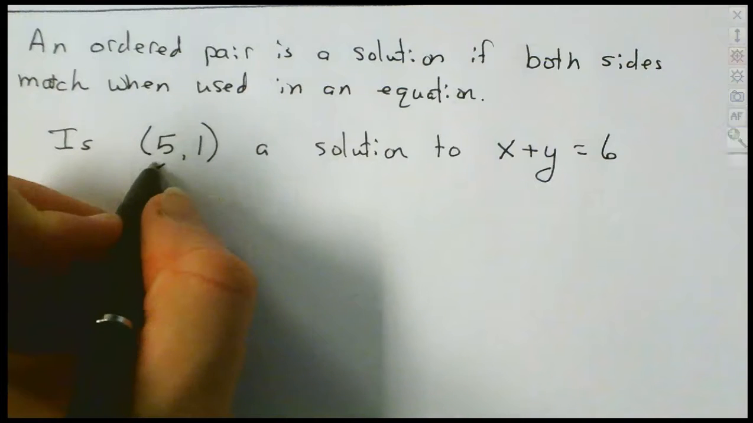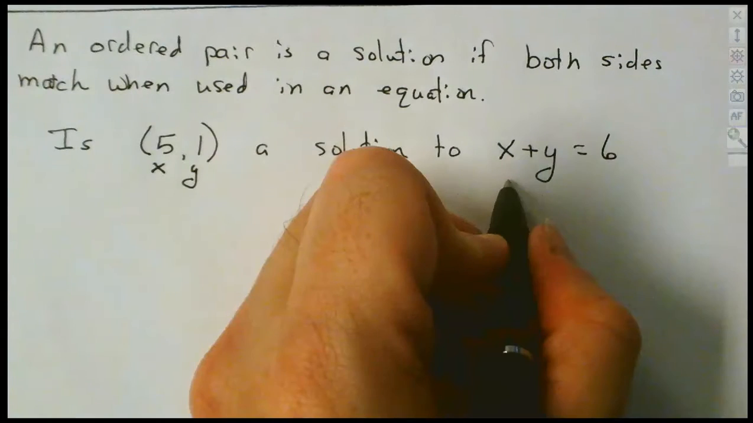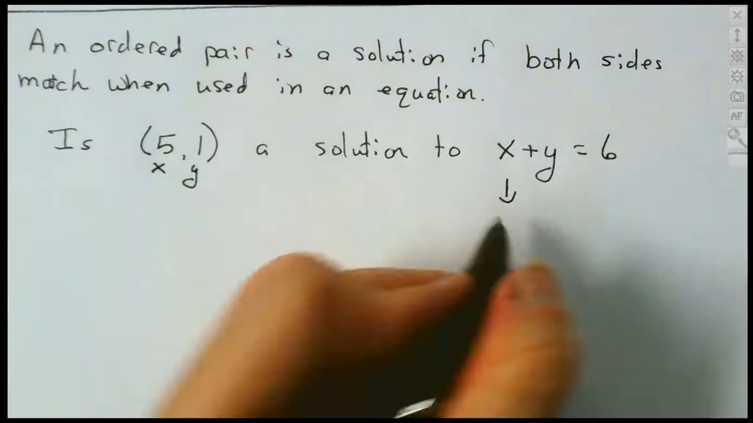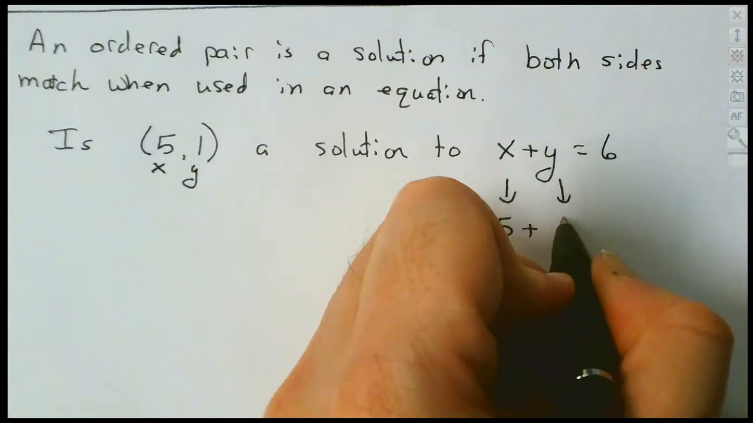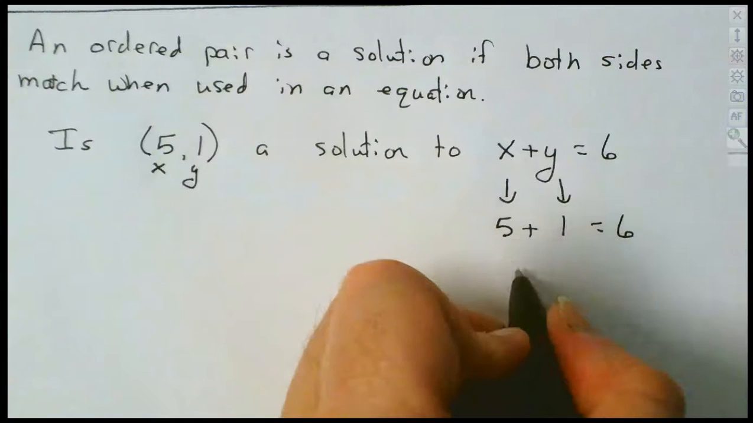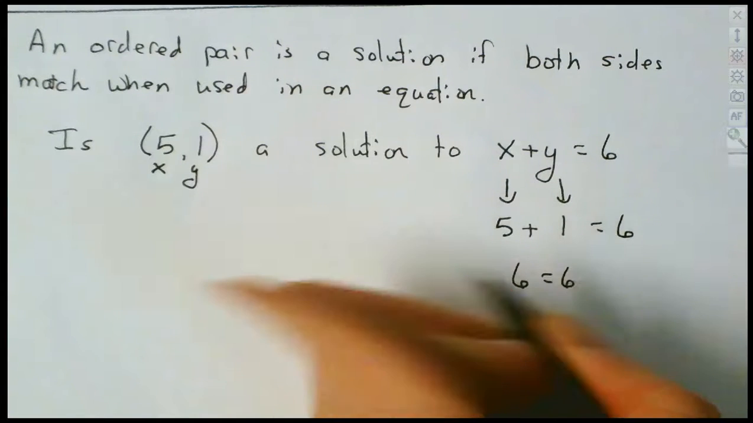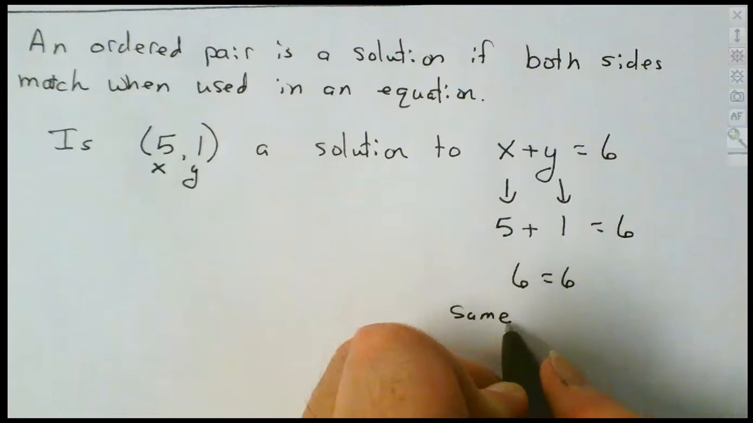Because here's our ordered pair, x, y. And we're going to plug our values in. So we're going to plug in that 5 for the x. And we're going to plug in that 1 for the y. And then we know that 5 plus 1 is 6. 6 equals 6. So these are the same. So it is a solution.